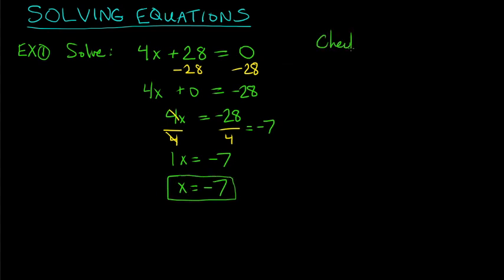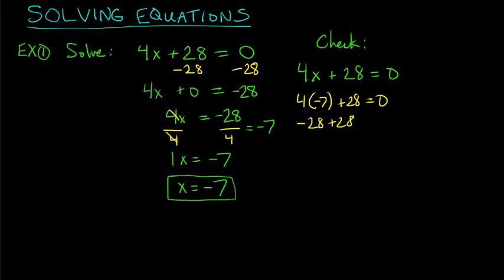And of course, you know how to check, right? If this is the original equation, 4x plus 28 equals 0, if I replace x with the number negative 7, I get negative 28 plus 28 equals 0, or 0 equals 0, which of course is true. And so that confirms that x is negative 7. That's the solution. And in fact, that's the only solution.